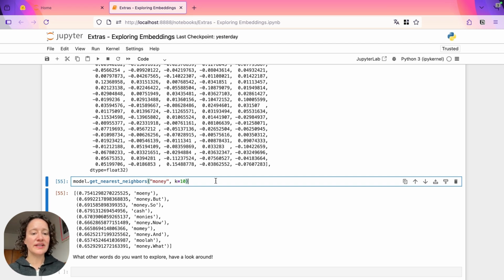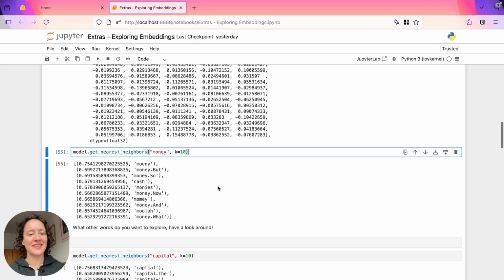The second one is money but. Money so. Money's money now. Money and. Moolah. Ooh, I like that one. I forgot about that word.